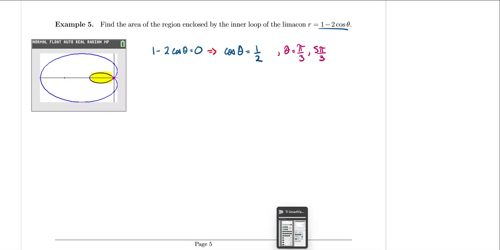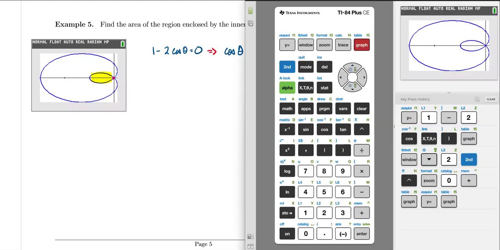Okay, so let's go to our graphing calculator and see where those values are. I'm going to begin with the angle of pi over 3. So let's see, trace, second, pi over 3. And there we go. It looks like we are indeed at the pole. Now what happens if I try 5 pi over 3? Yeah, it's the same thing. It's giving us the result at the pole, which is good.